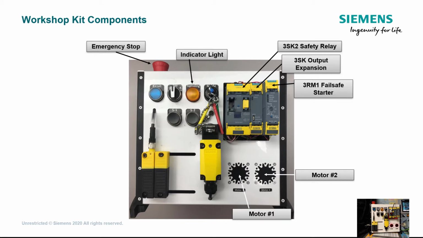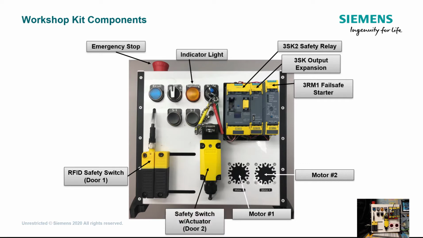On the inputs, we have a safe input in the form of an e-stop switch on top of the demo. In addition to that, an RFID safety switch that slides open and closed, a safety actuator switch also for door applications, and then lastly, 2 buttons to simulate 2-hand control processes.